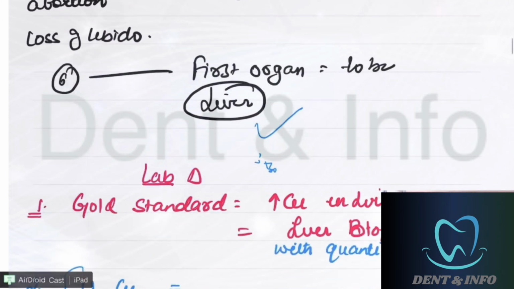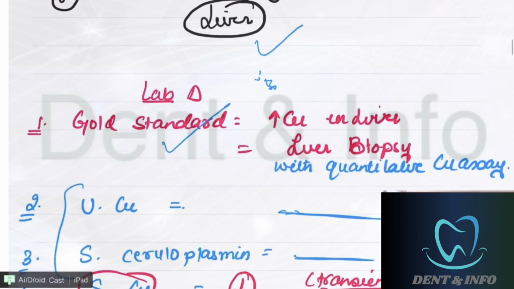Liver is the first organ to be affected, and that is why the gold standard is the liver biopsy with quantitative copper assay. Right? I hope you know this.